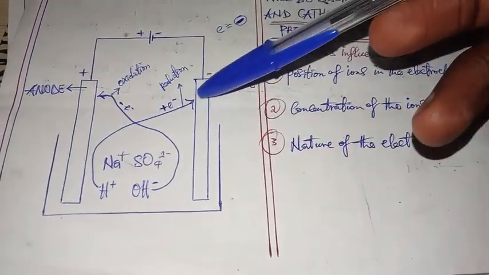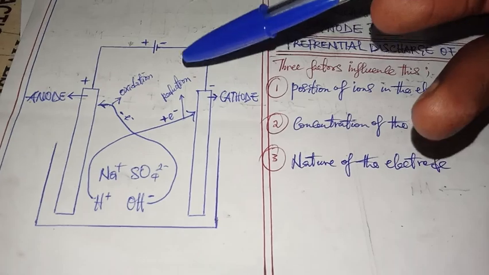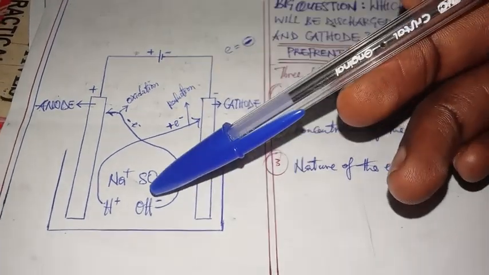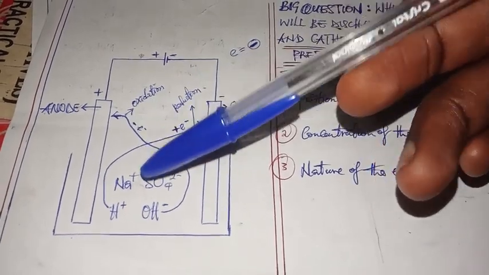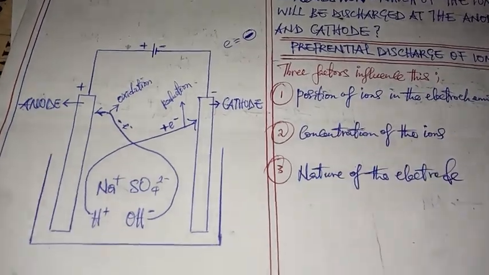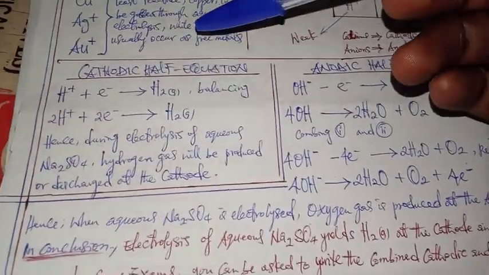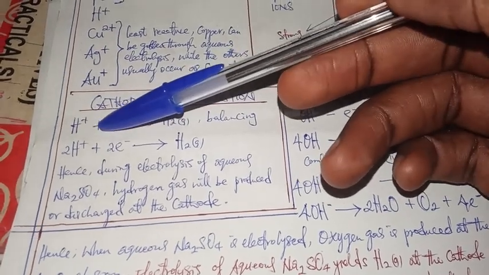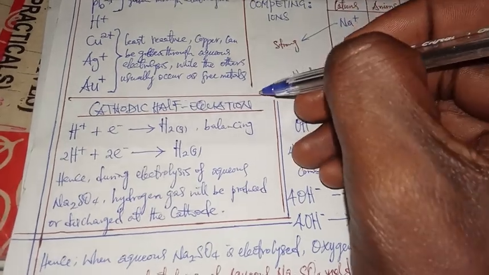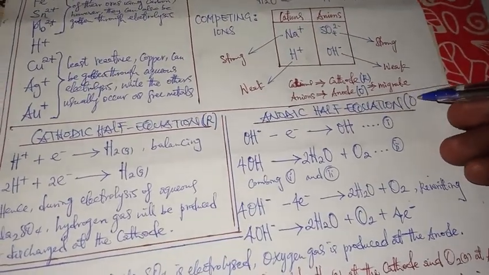Anything moving to the negative electrode will gain electron. We say it has undergone reduction. Anything moving to the positive electrode will lose electron. We say it has undergone oxidation. Now we are going to write an equation to express gain of electron and loss of electron. So as I said, anything moving to the cathode is going to gain electron. So at the cathode, reduction occurs. At the anode, oxidation occurs.